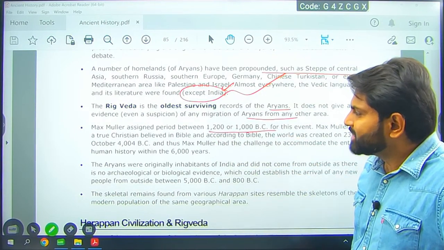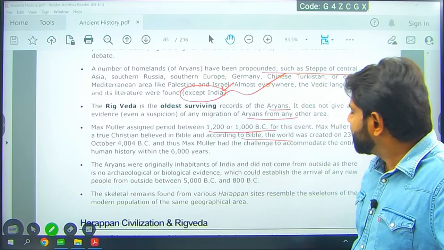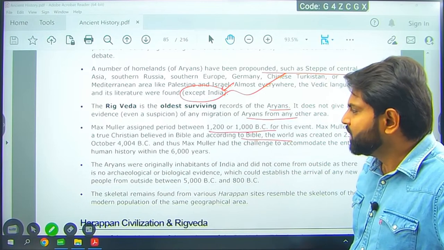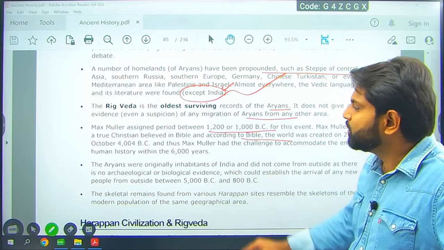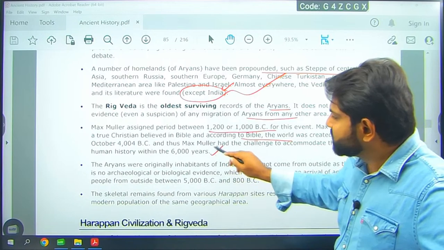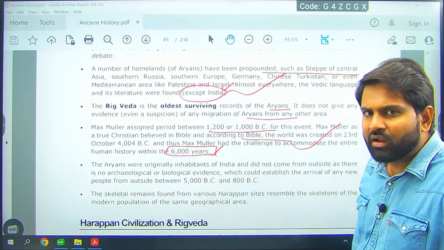Max Muller, as a true Christian, believed the Bible, and according to the Bible, the world was created on the 23rd of October, 4004 BC, and thus Max Muller had a challenge to accommodate the entire human history within 6000 years. So because of this, sometimes Max Muller's timelines were not contested.